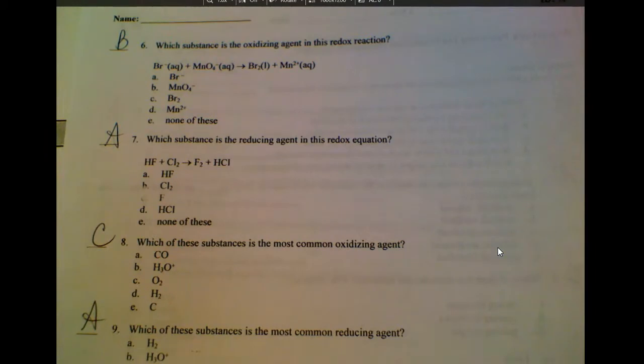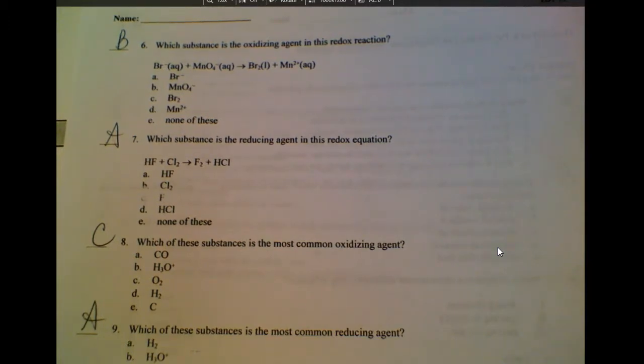On question 7, it says which substance is the reducing agent in this redox equation, so whatever is being oxidized would be the reducing agent, and that would be letter A, hydrogen fluoride. Okay, because the F2 goes from -1 to 0. Okay, so it's losing electrons.